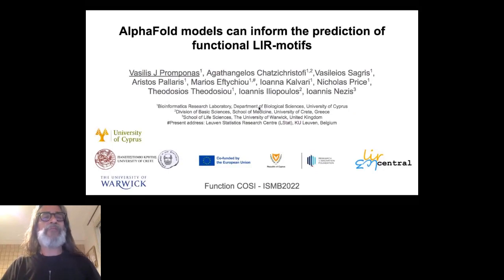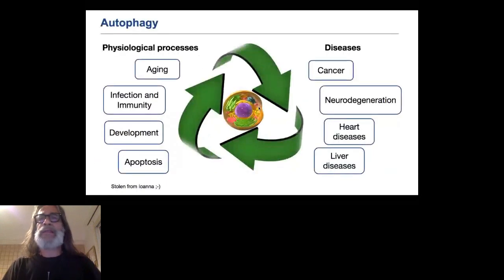We will talk about how AlphaFold models can inform the prediction of functional LIR motifs, as we call them. LIR motifs are short linear peptides which are related to autophagy, a catabolic process conserved throughout eukaryotic species. Under stress conditions, autophagy helps cells recycle cytoplasmic material for producing building blocks to be used by the cell. As such, autophagy is important in physiological processes like aging, development, apoptosis, and its deregulation causes or is implicated in different pathological situations.